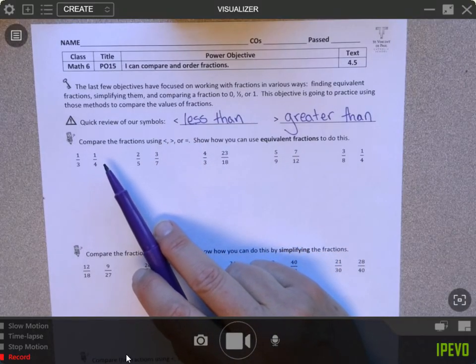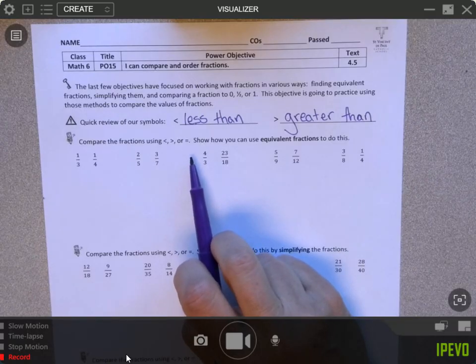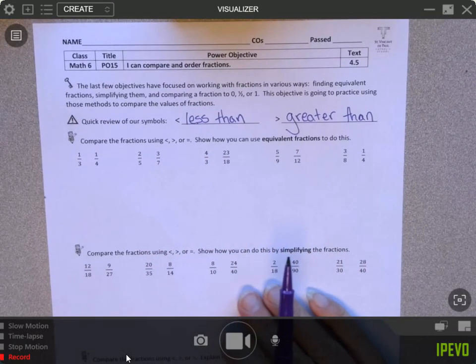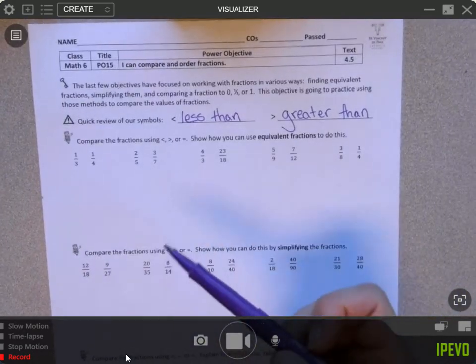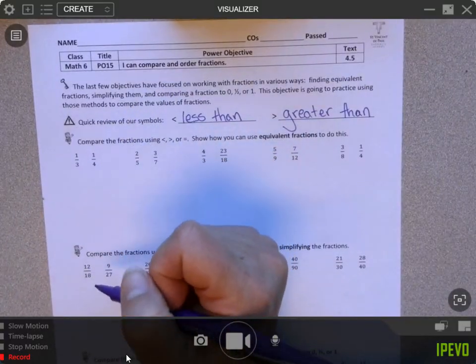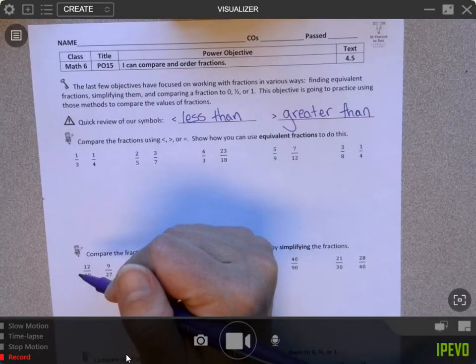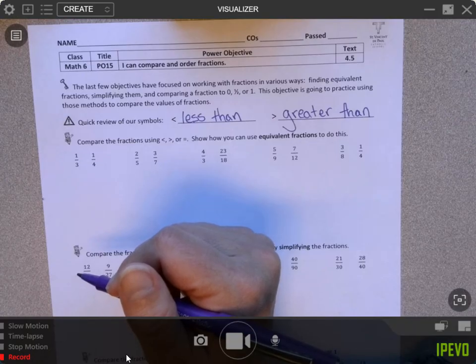So now we're going to compare the fractions using less than, greater than, or equal to. Show how you can use equivalent fractions to do this. So in this top section, we're going to do equivalent fractions. What do you think that means? James? Multiply both the fractions with the same number. That is a really good guess. When we do equivalent fractions, we're multiplying the numerator and denominator by that same scale factor.